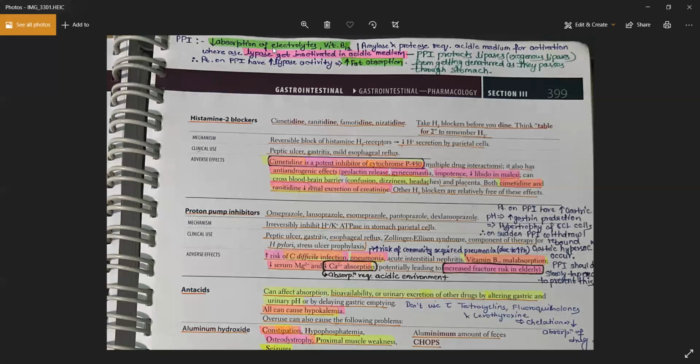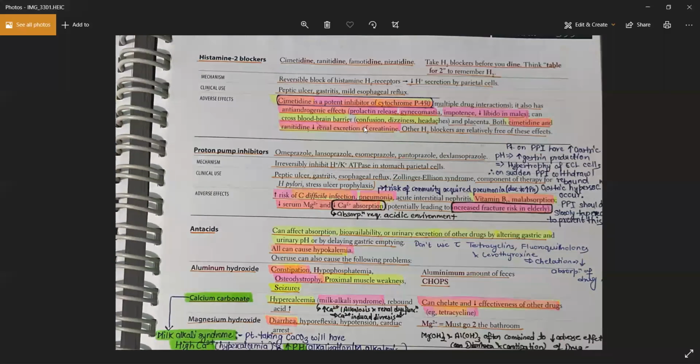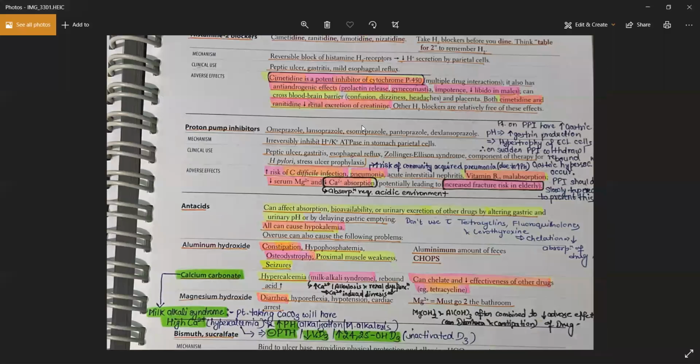And you will have a decreased absorption of the electrolytes and vitamin B12. Okay, and the amylase and proteases also require the acidic medium for activation. In case of PPI therapy, their activation is reduced, so you will get a decreased absorption of the proteins also, right? So a decreased absorption of proteins, nutrients, vitamins, and an increased absorption of fat that you will see in the proton pump inhibitors therapy.